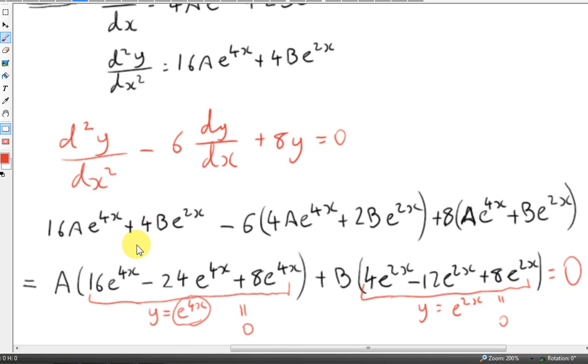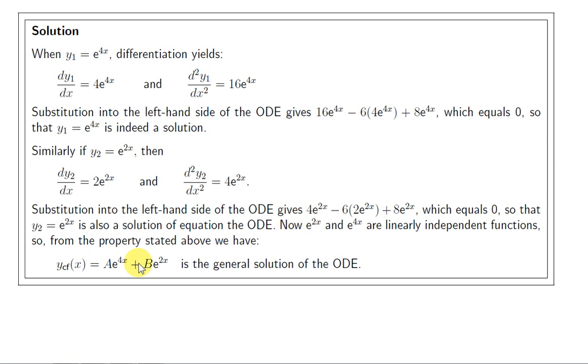So that tells us that a linear combination of these two functions is a solution of the differential equation. So it doesn't matter what a and b are, because we're multiplying a by 0, and over here we're multiplying b by 0, so we're going to get 0. So that's a proof, at least for this particular case, that a linear combination of the solutions e to the 4x and e to the 2x is another solution of the ODE.